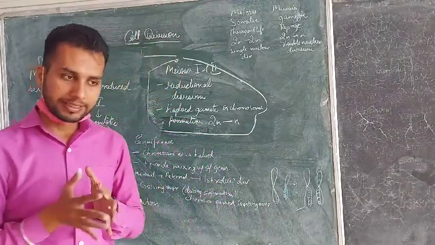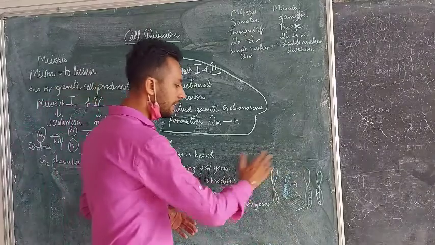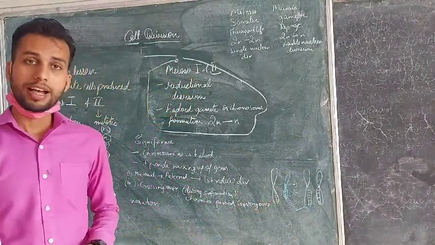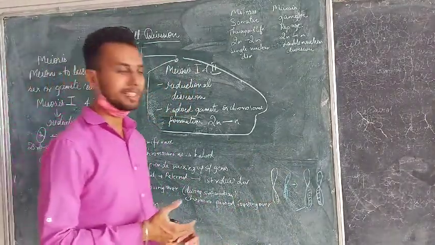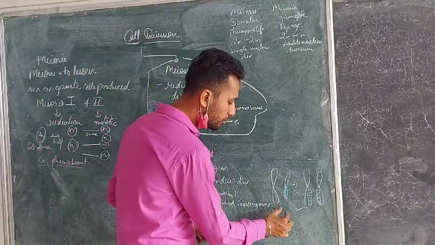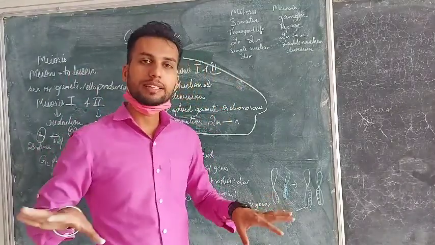Now when this mixing occurs, at the same time in the cell division a phenomenon called crossing over takes place. What happens? The parental chromosomes, mother and father, have non-sister chromatids.